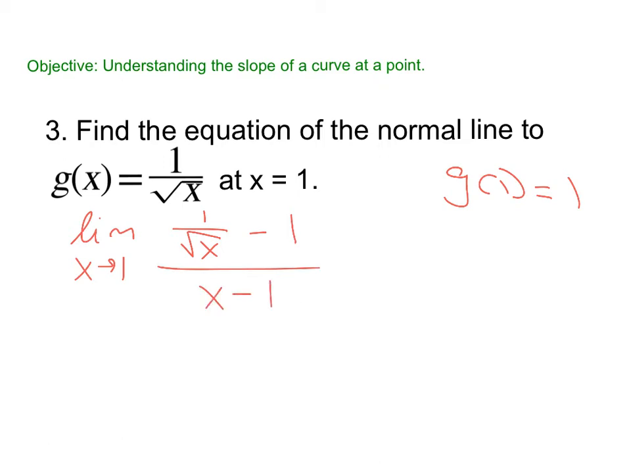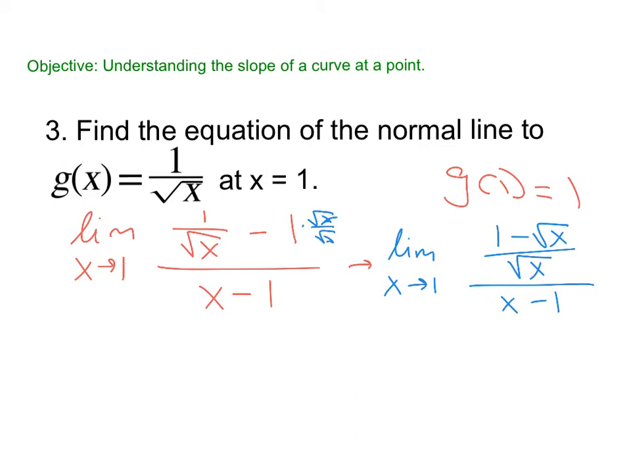All right, what do you think we're going to do to this one now? It's a fraction, so I need a common denominator. I'm going to make this 1 into root x over root x. So we get the limit as x approaches 1 of (1 minus root x) all over root x, and then all over x minus 1. Those are really the same denominator, right? So I have the limit as x approaches 1 of 1 minus root x all over root x times (x minus 1).